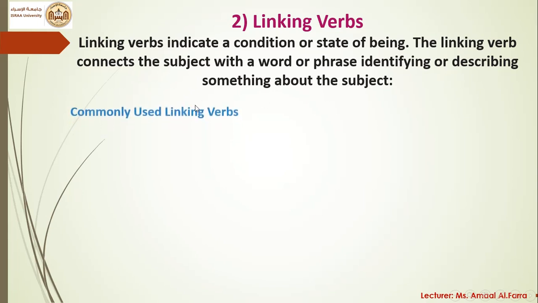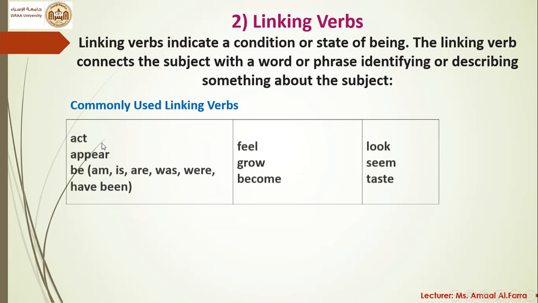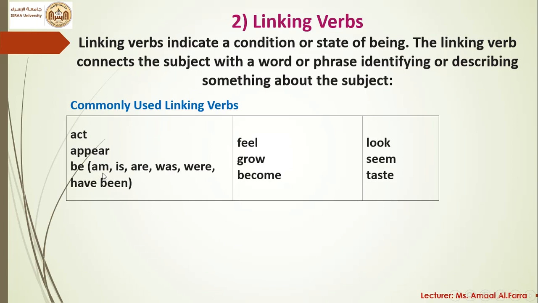Let's see the examples. Commonly used linking verbs are act, appear, be, am, is, are, was, were. Be is the root, and am, is, are are in the present, was, were in the past, have been in the present perfect. Feel, grow, become, look, seem, taste. These are also verbs of feelings, and they are stative verbs, not dynamic verbs. That is, they do not accept ing when they are used as linking verbs.